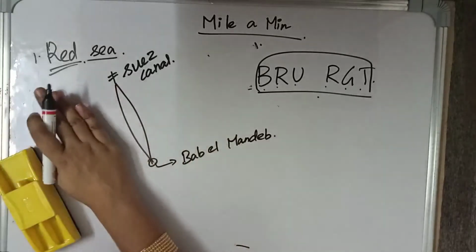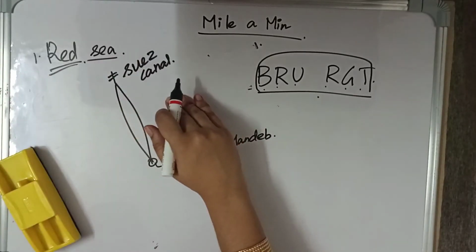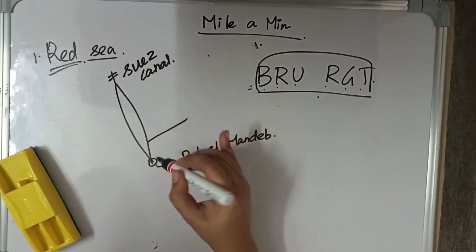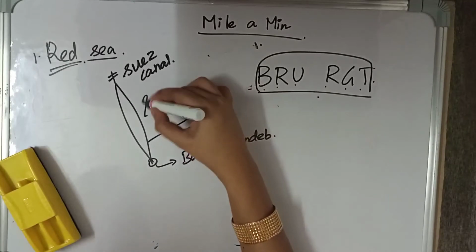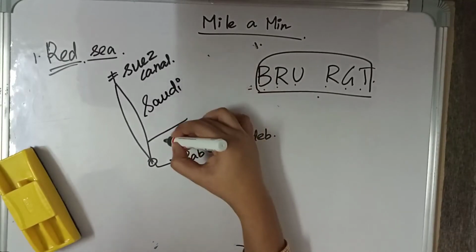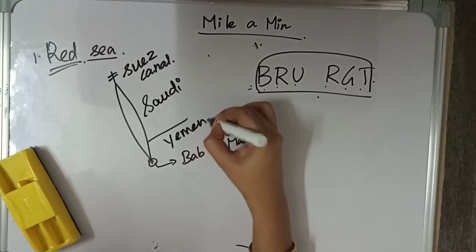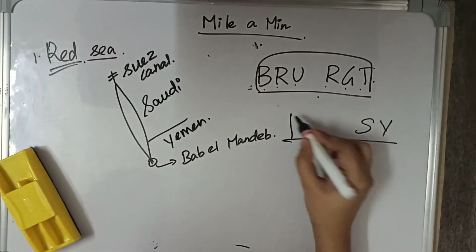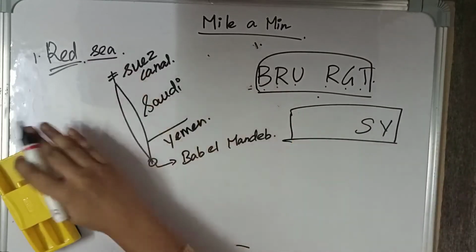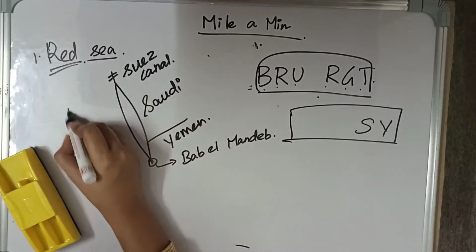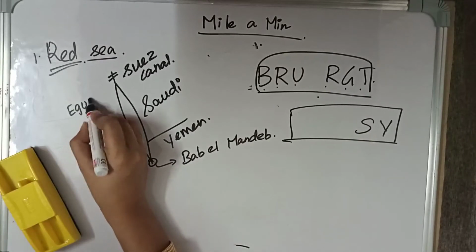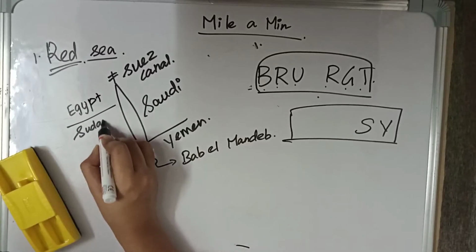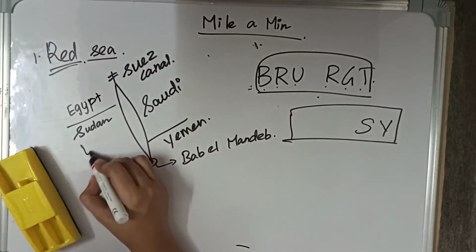On this side we have African countries, on this side we have Asian countries. On the Asian side, on the top we have Saudi Arabia, and the bottom we have Yemen. So on the Asian side it is SY. And on the African side, on the top we have Egypt. Then after Egypt we have Sudan. Then we have Eritrea.